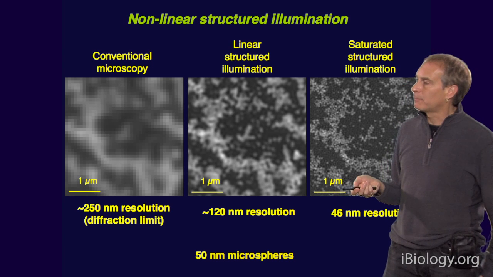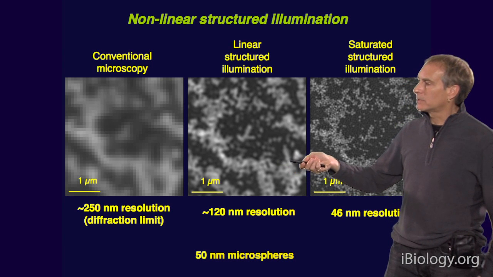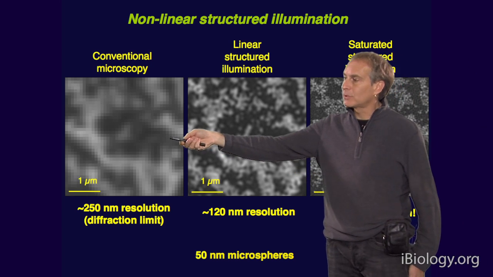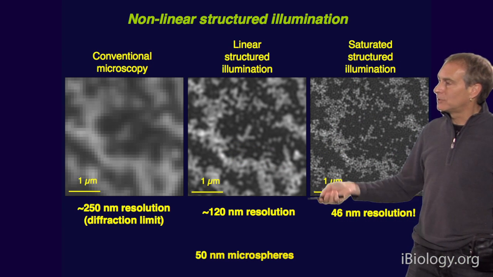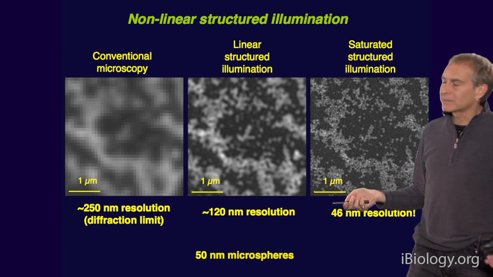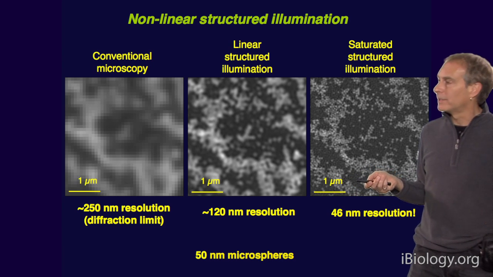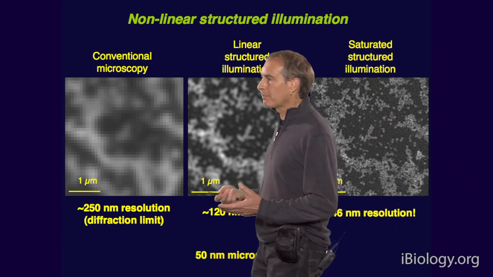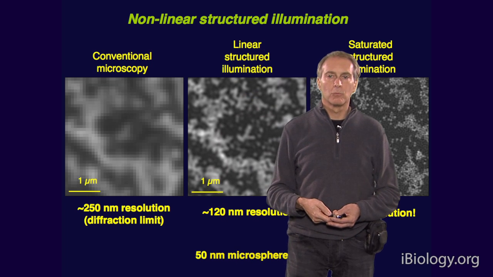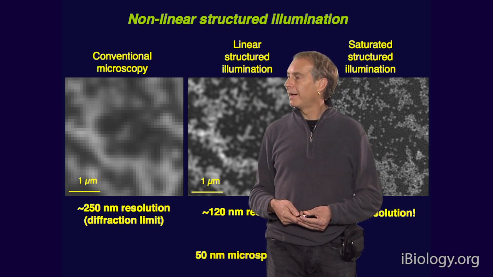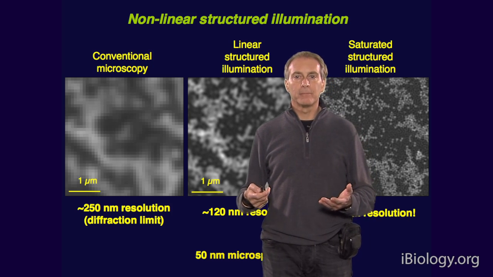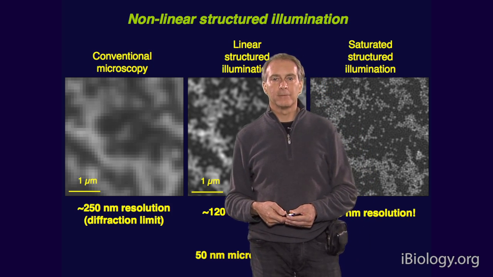And here's just an example with fluorescent microspheres where you can see you go from a conventional image to the linear structured illumination image to the saturated image, and you get 46 nanometer, 50 nanometer resolution, and in principle this can go on and on and on. And so the problem with super resolution then becomes one of optimal dye development and better detectors, for example, and not one of fundamental physics.